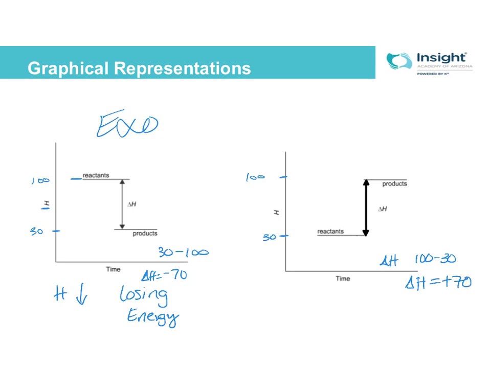You can also see that through this process, the products have more energy than the reactants did. So this is an endothermic example. They absorbed the energy.